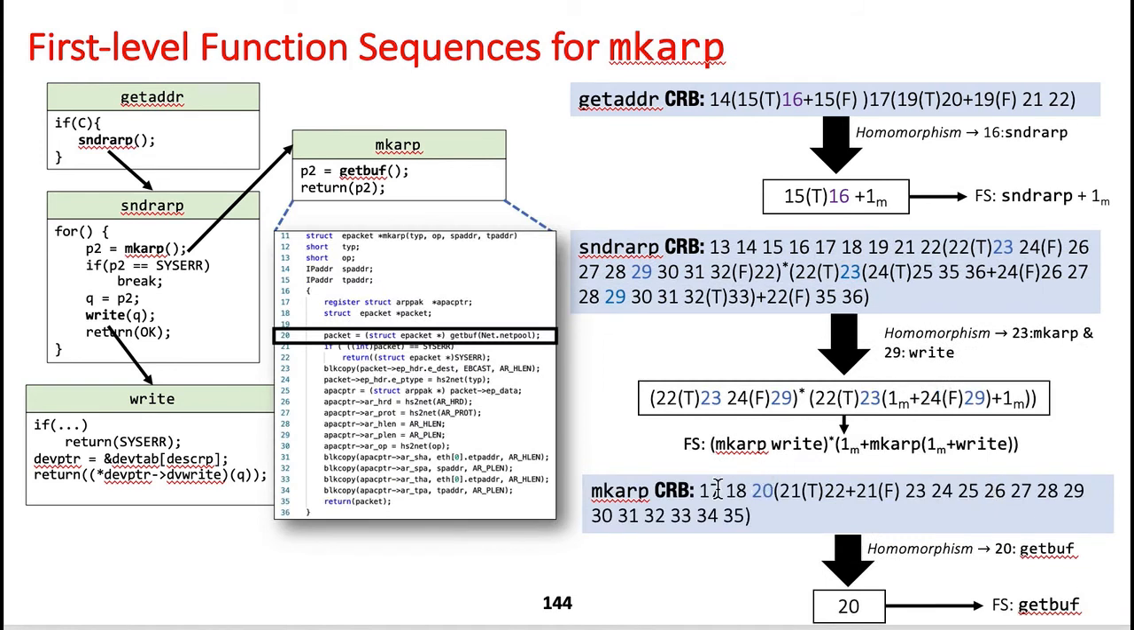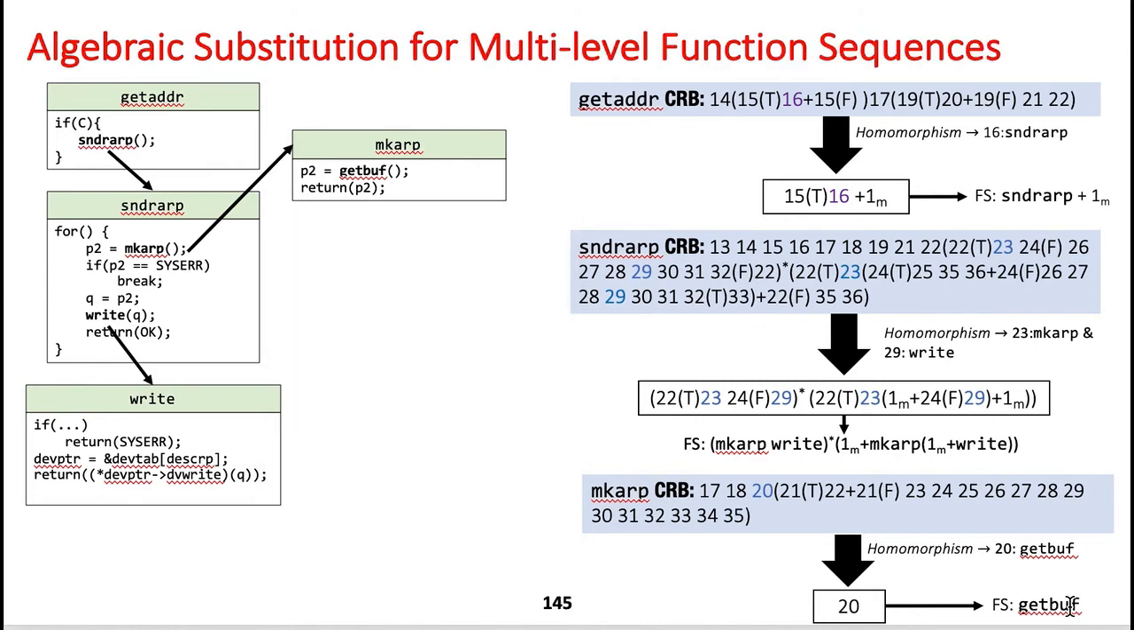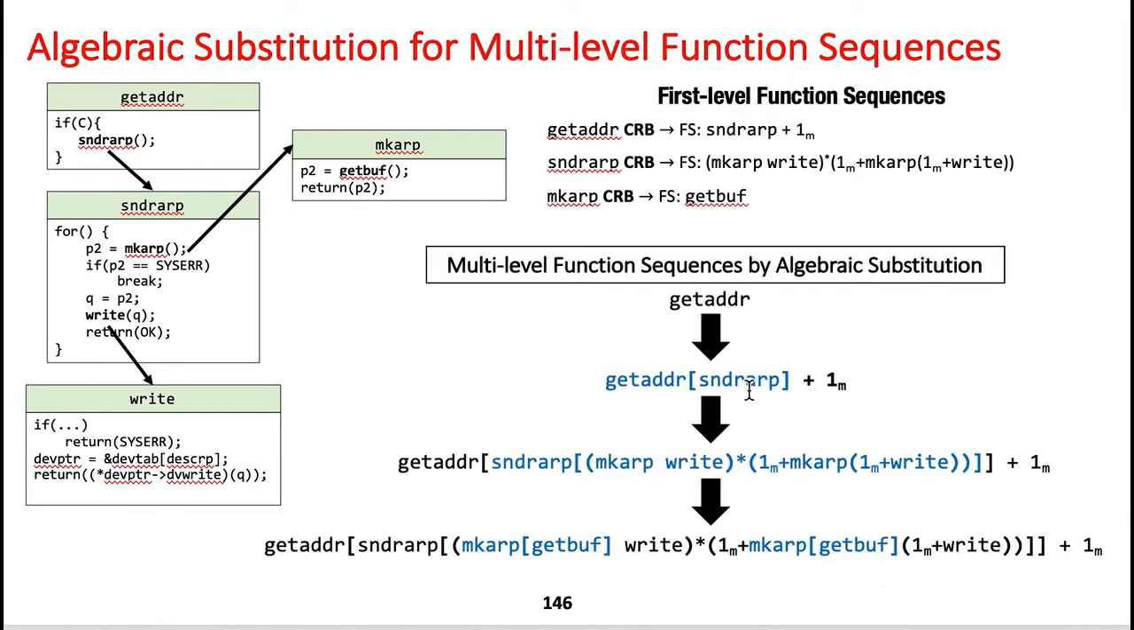And then we also get the first level function sequence for makeArp. It's simply getBuff. Then we do the algebraic substitutions. So for example, we take getAddr, its function sequence is sndArp plus the 1 sub m. Now we substitute the function sequence for sndArp into getAddress.